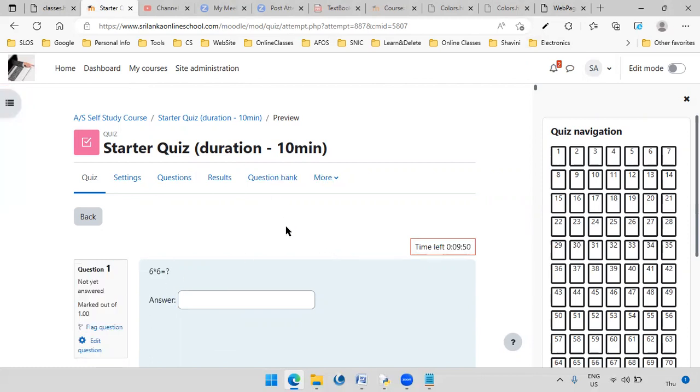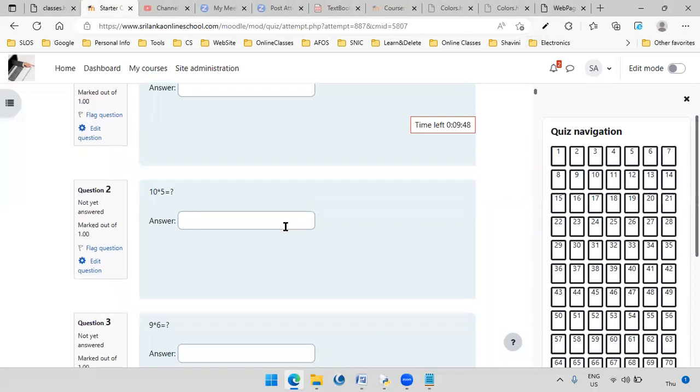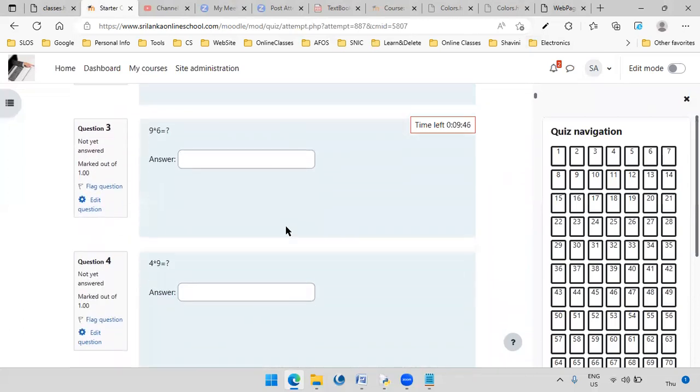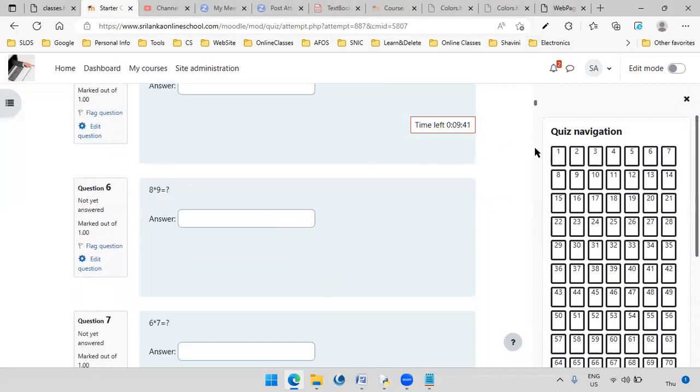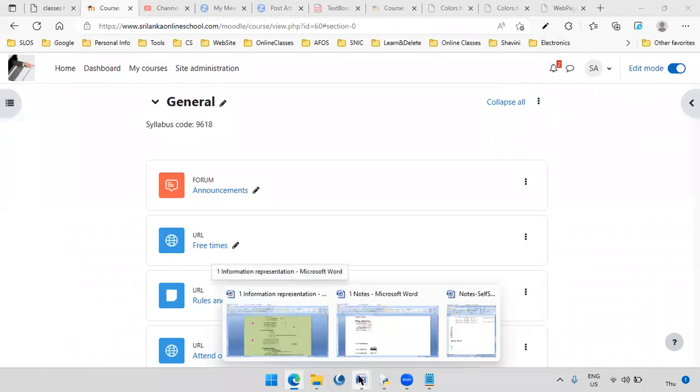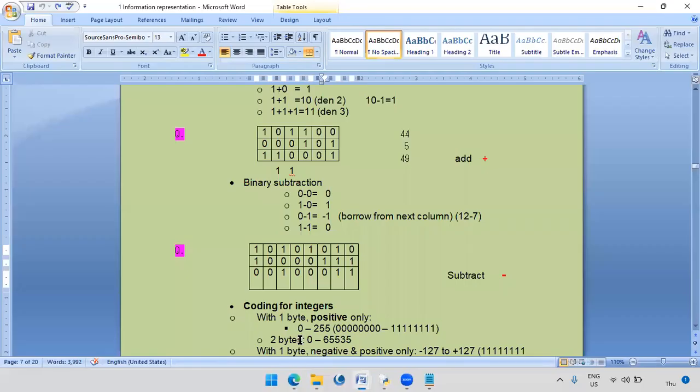6 into 6 is how much? Then 10 into 5 at random, it will come. Every time you do it, it will be different questions all the time. So you do that and automatically you will be graded. All right. Here for the calculation. So that's why I told you that you have to be very fluent in the arithmetic.